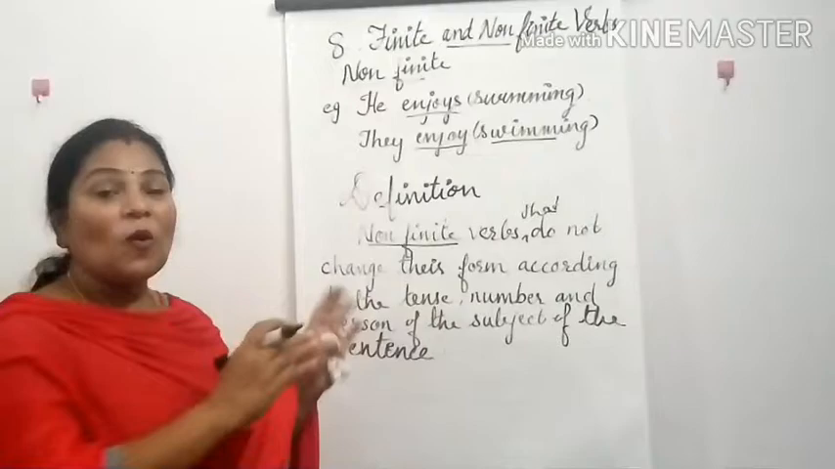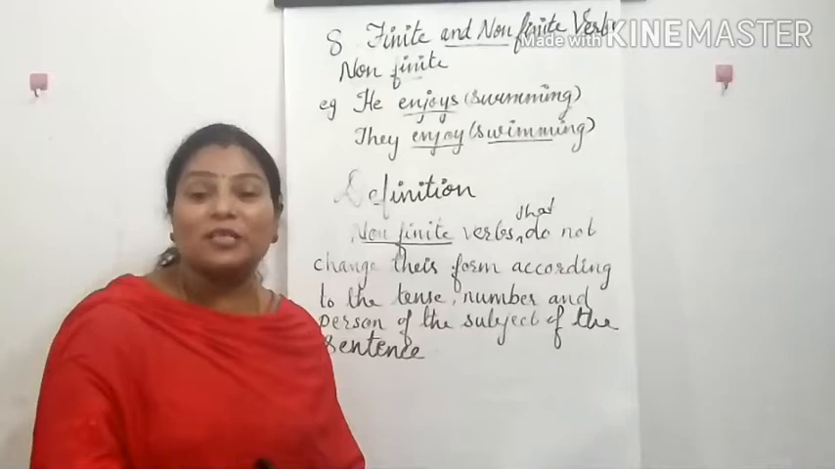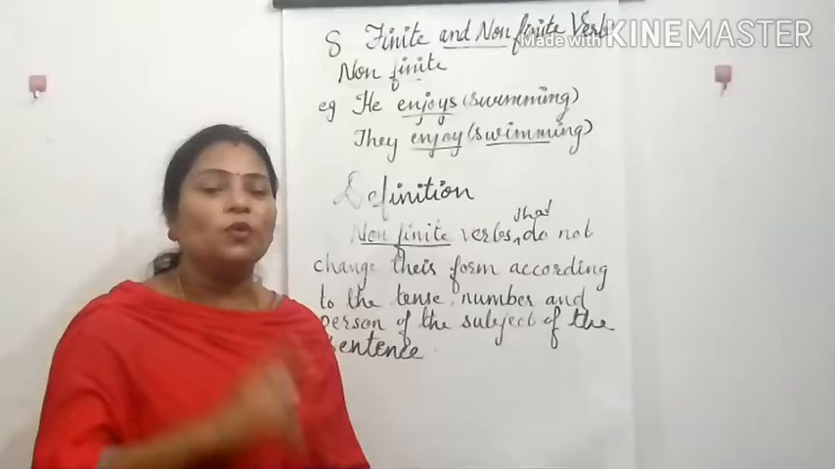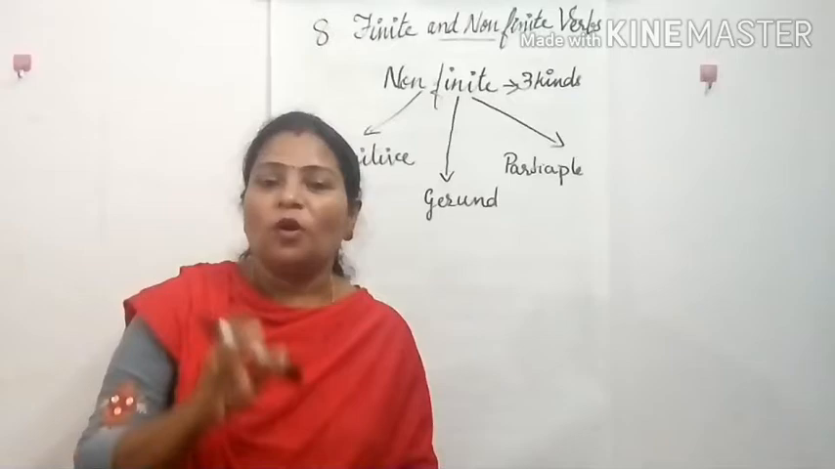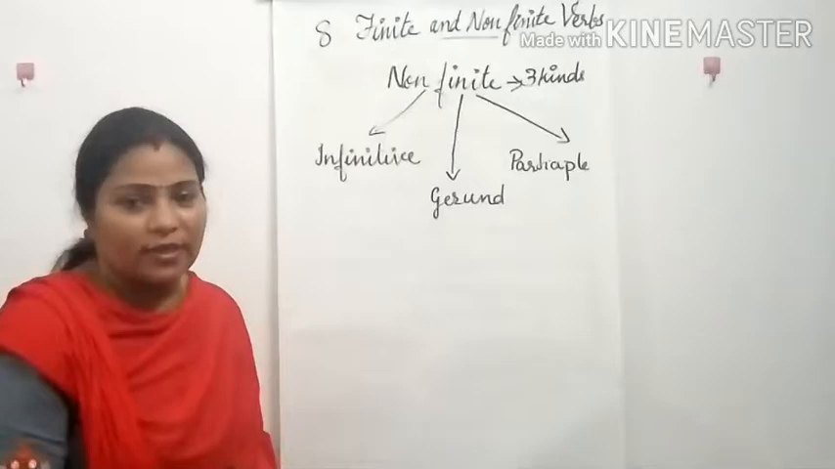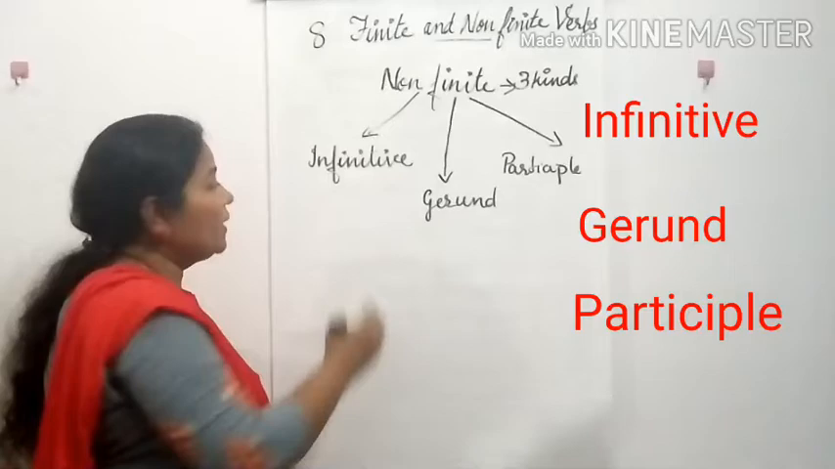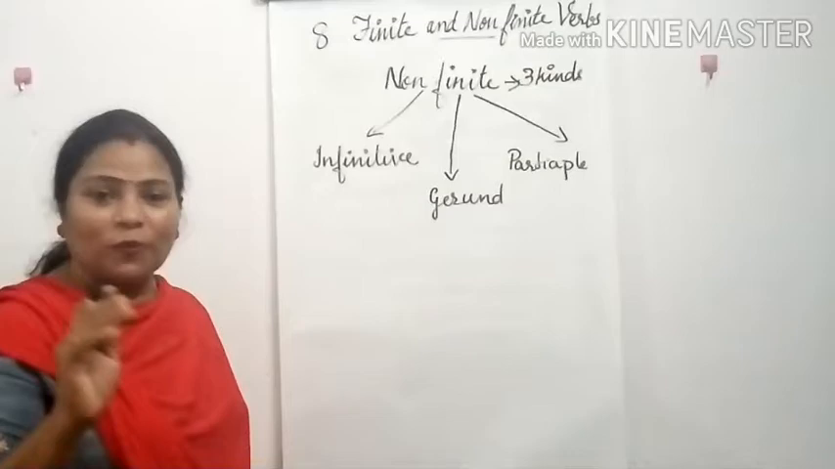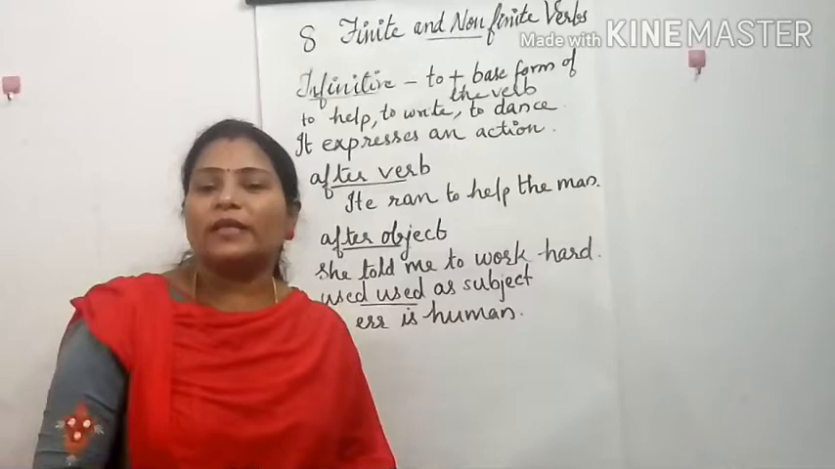Now let's move to the next part. Non-finite verbs are divided into three types. There are three kinds of non-finite verbs. What are they? Infinitive, gerund, participle. Now, let's discuss these types of non-finite verbs one by one. Let's see the first one, that is infinitive.